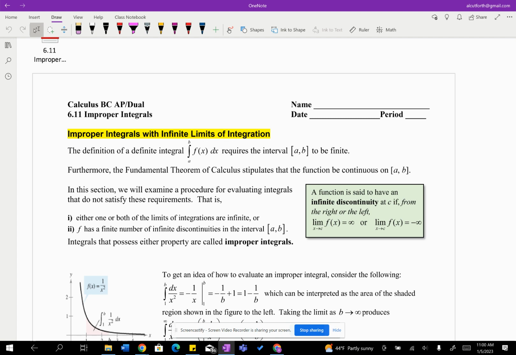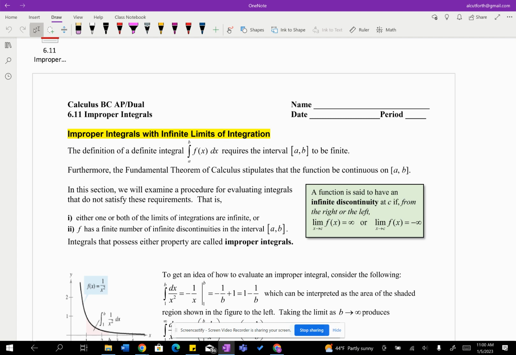The limits had to be finite numbers in our past. So today we're going to talk about, okay, what if they were infinity?